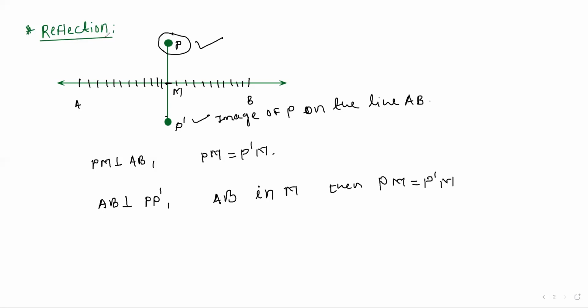Now image of a point in a point. Let's see what is the meaning of it. The image of a point P in a point M is a point P dash such that M is the midpoint of P P dash.